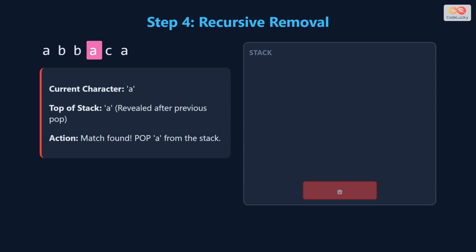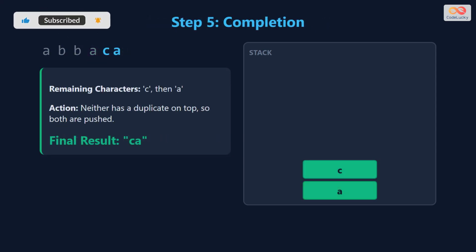Moving on to the next letter, we look at the stack again. Since the B's are gone, the top of the stack is now the first A we added. It's a match again, so we pop that A off as well. The stack is now empty. Finally, we process C and the last A. Since there are no duplicates for them on the stack, we just push them one by one. Our final stack contains C and A, giving us the result ca.